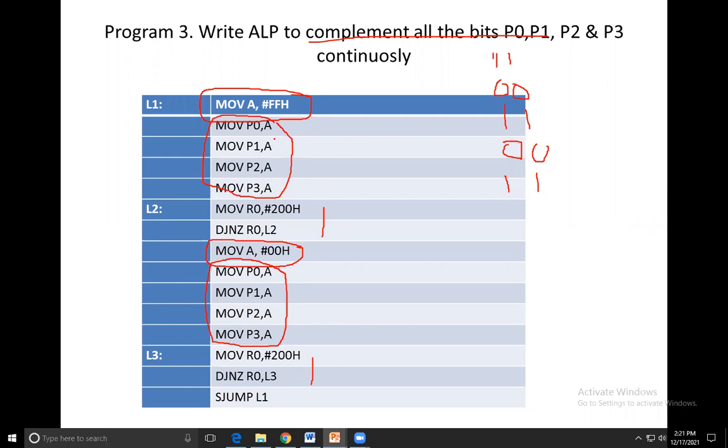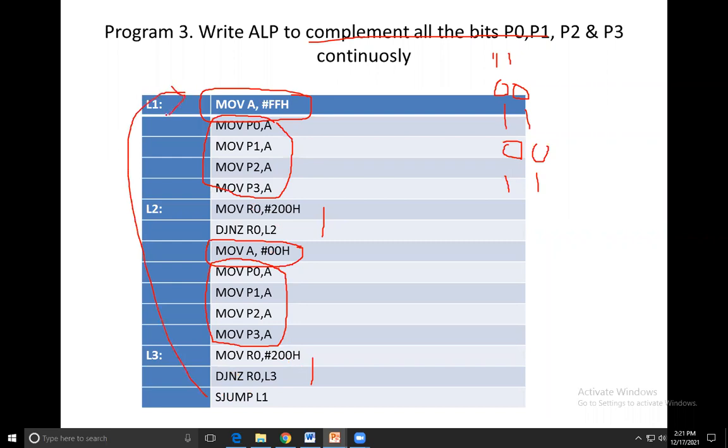If you have connected LEDs to all the ports, after this instruction your LEDs will be off, because all the ports contain a value of 00. So the LEDs will be off. And then again, move R, this is for the delay. Same lines, this is for the delay. And then you have to jump back to the start.